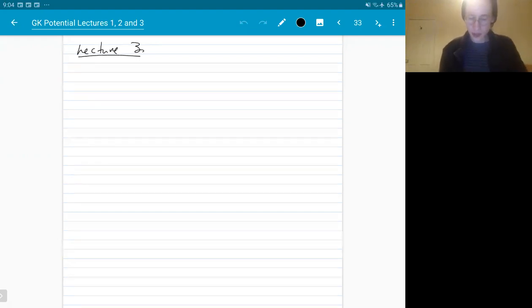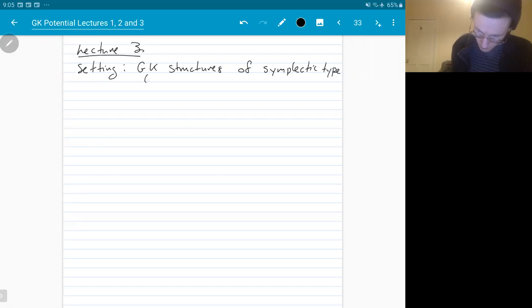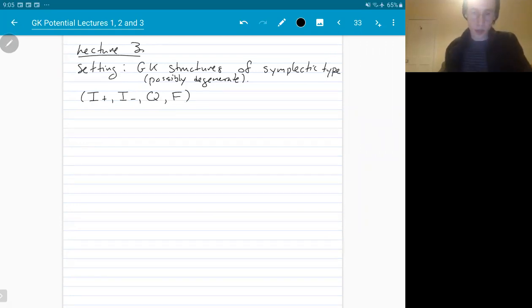I'll just start by recapping where we left off. Remember, the setting was generalized Kähler structures of symplectic type, which are possibly degenerate. And if you remember, this was the following structure.